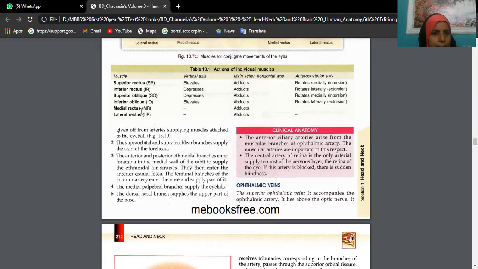Superior oblique muscle action, beta. This is a 2 marker. What does it do? It depresses and abducts the eyeball. Okay. Only a 2 marker it is.